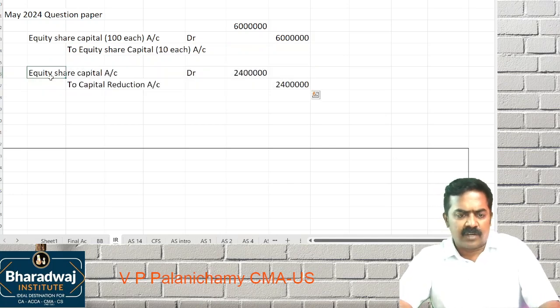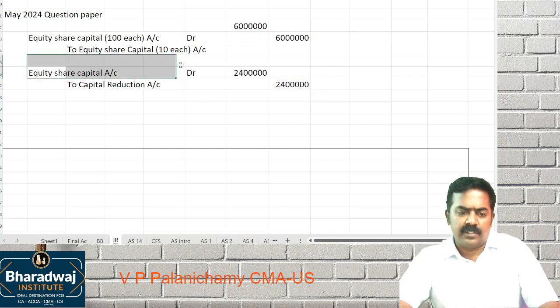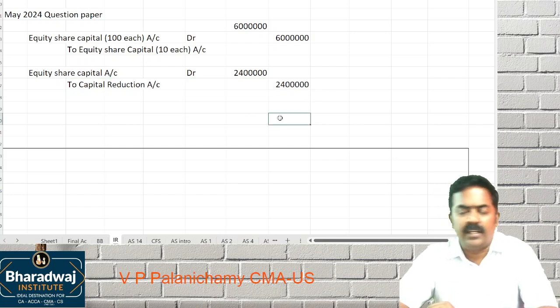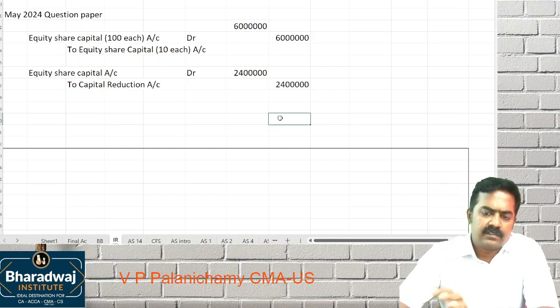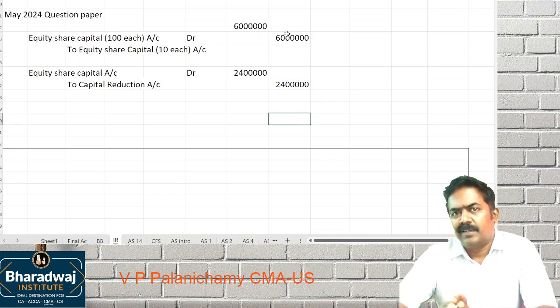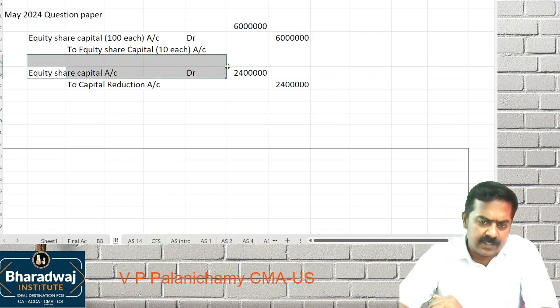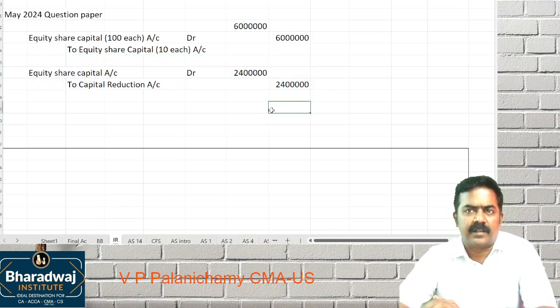Thereafter, how much is reduced? 40% reduced. Equity share capital account to capital reduction account. Any doubt in it? 100 each, 60 lakhs; with 10 each also, 10 shares of 10 each, it comes to the same amount. Then 40% reduced, transferred to which account? Capital reduction account. We'll go one by one.